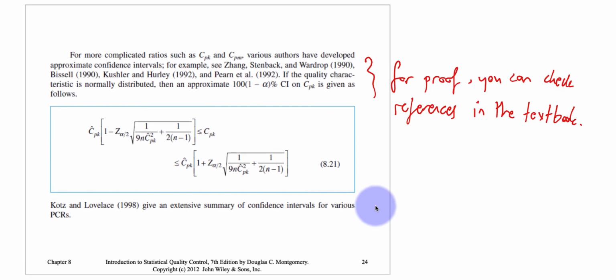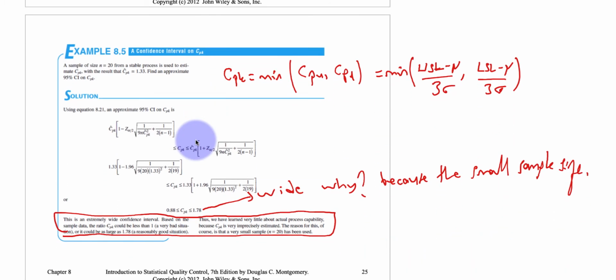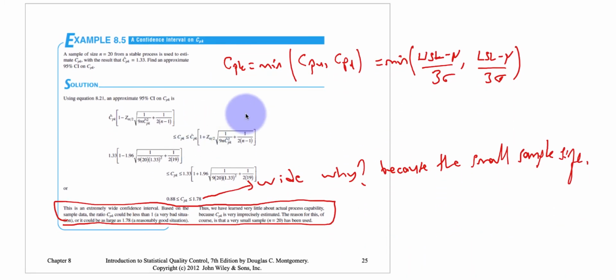Let's continue. And this is the CPK confidence interval. You can find the proof in the academic papers given in the textbook. This is just a computation of the confidence interval of the CPK. And this is just an example for this. The values are given. This is the estimation of the CPK.